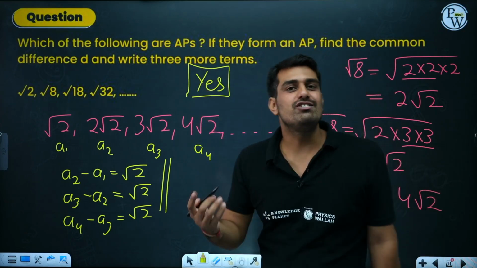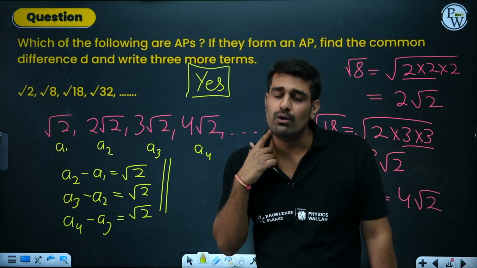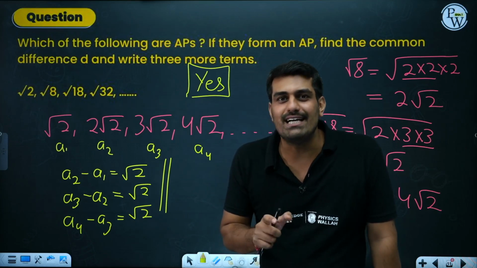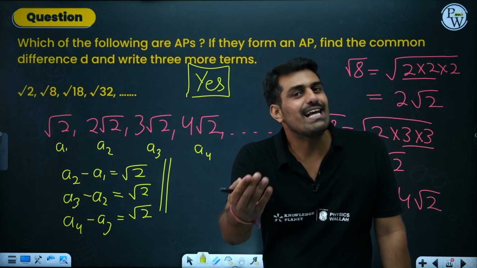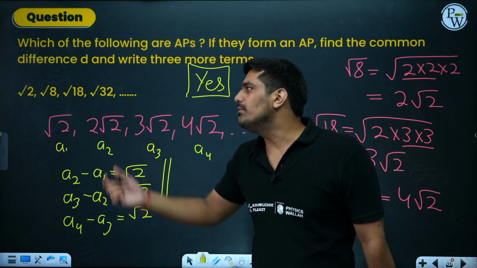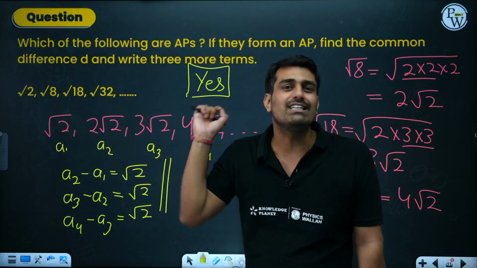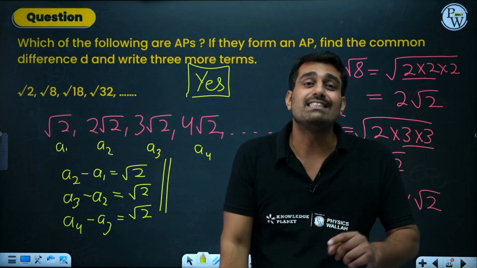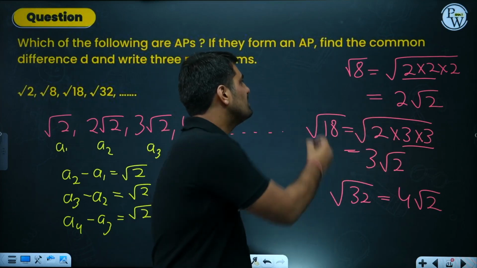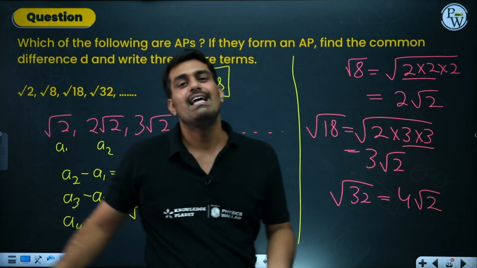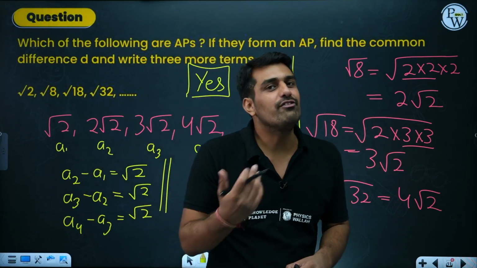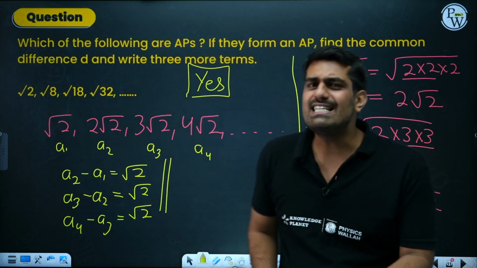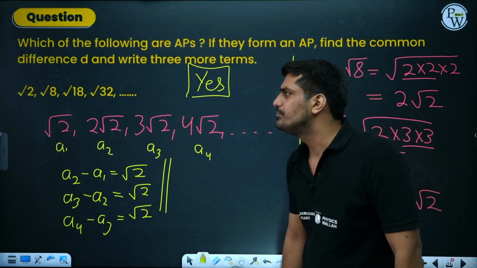That is what you have to check in each and every sequence given to you. And most importantly, don't judge by its face value. Just like don't judge the book by its cover, similarly, don't judge the sequence just by its face value. Make sure you do the simplification just like this, and then check whether the common difference is the same or not. You'll understand better. Let's take one more example.